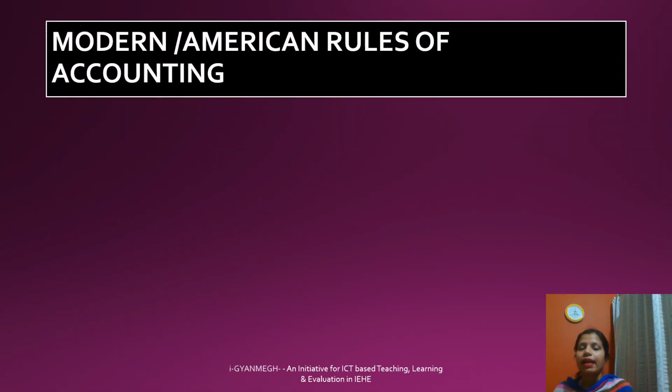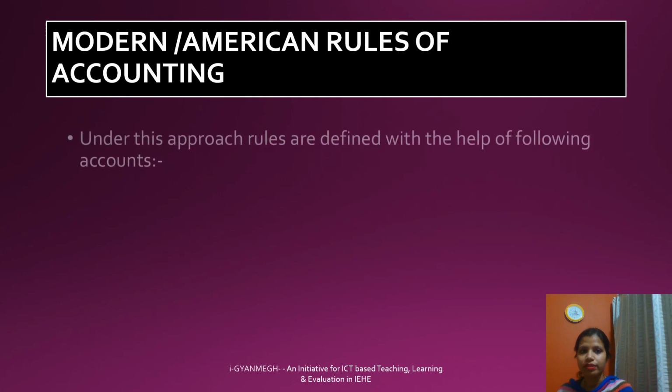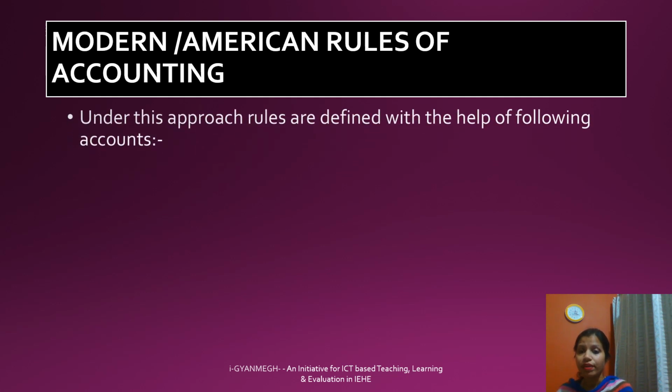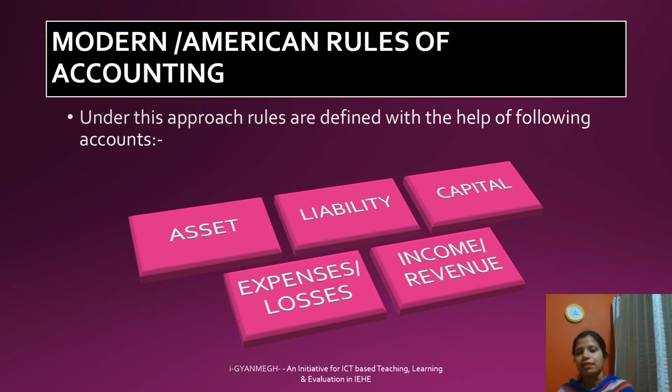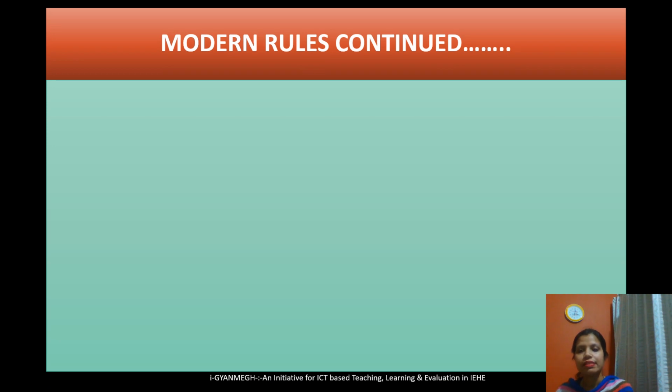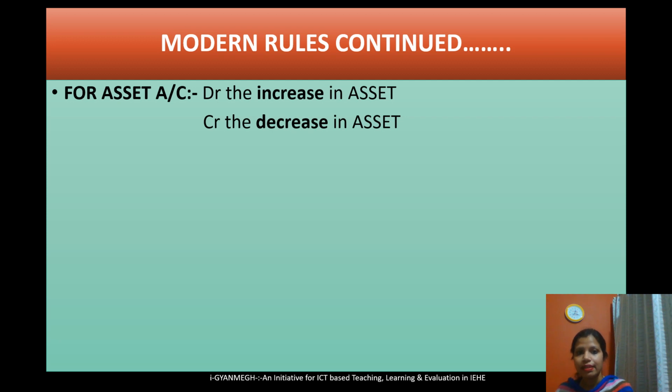Now, as we have already discussed, there are two approaches of debiting and crediting the accounts. The traditional approach we have discussed. Now here comes the modern approach or American rules of accounting. Under this approach, rules are defined with the help of the following categories: asset, liability, capital, expenses and losses, income and revenues. With the help of these categories, we will see the debit and credit rule. For asset, debit the increase in asset, credit the decrease in asset.